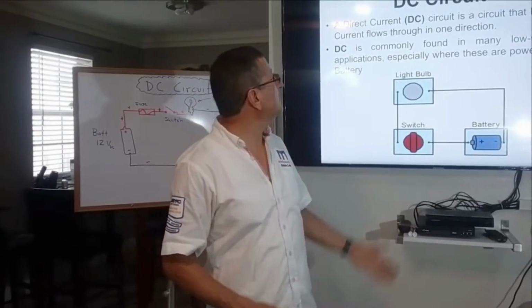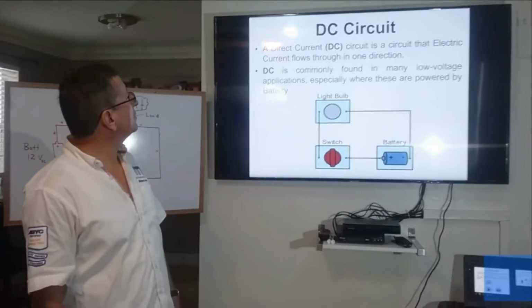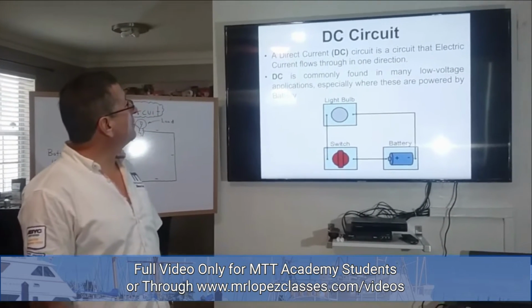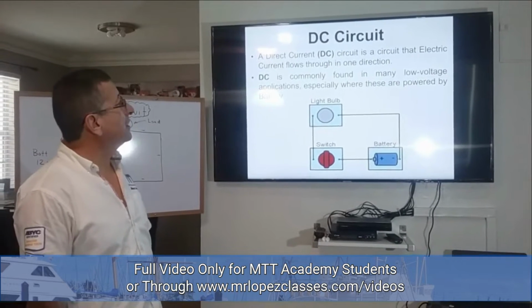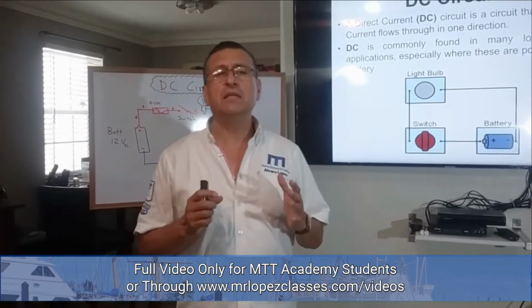Check the definition of a DC circuit. A DC circuit is a circuit that controls the flow of electricity in one direction. DC is commonly found in many low voltage applications, especially in applications where the source of the power is the battery. In general terms, in order to create a circuit, we need the load, the batteries, the switch, and the wires.